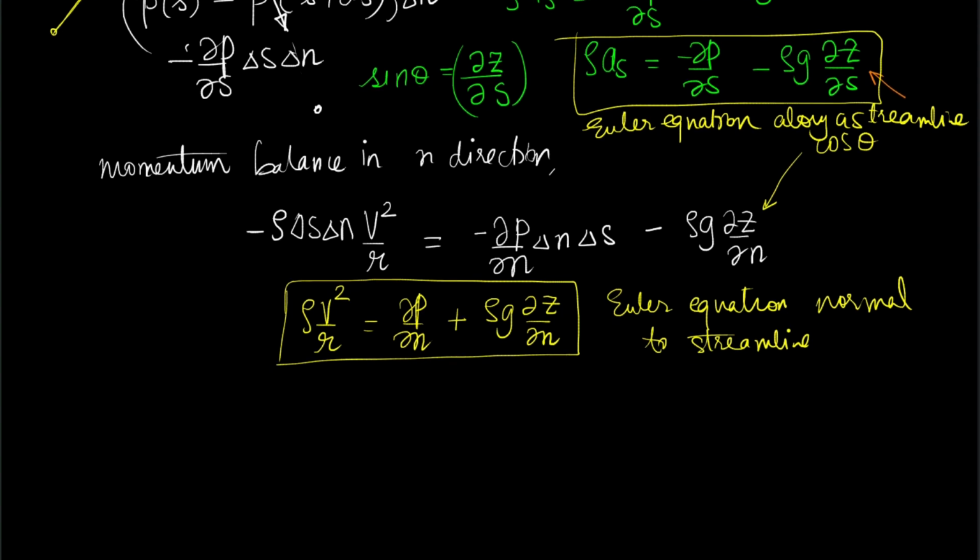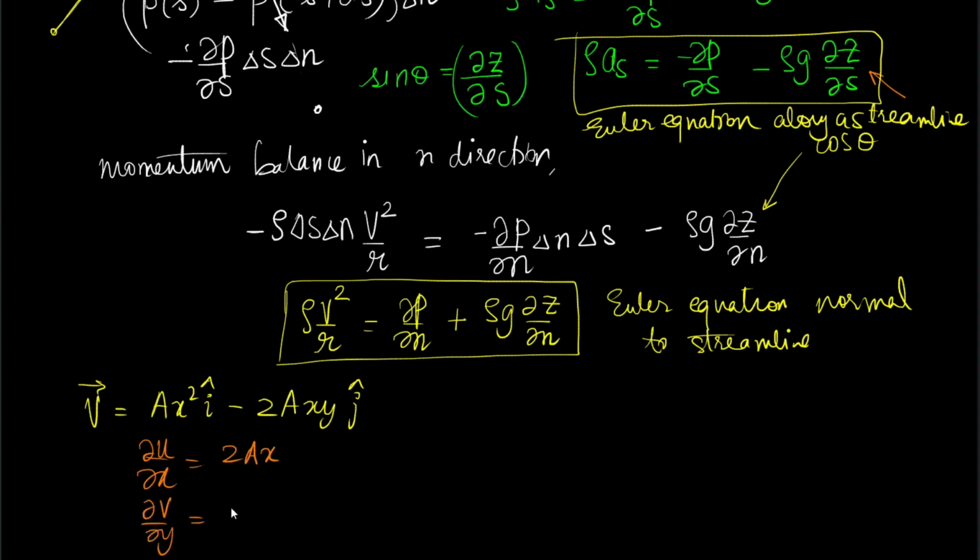Let us do a quick example. Let us consider a velocity field given by a x square i minus 2 a x y j. So we have been given the velocity field in the Cartesian direction. Let us see whether this flow is divergence free. So del u del x is 2ax, del v del y is equal to minus 2ax. So when you add these two, you get 0. So the flow is divergence free.